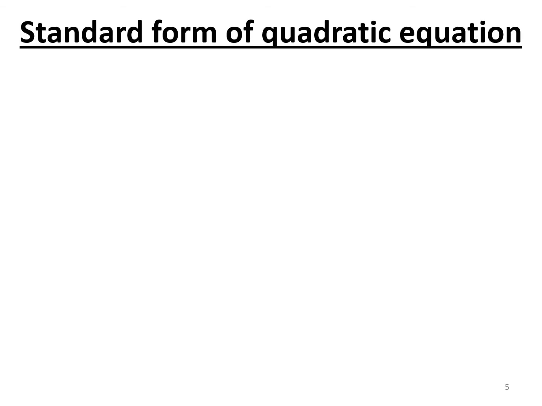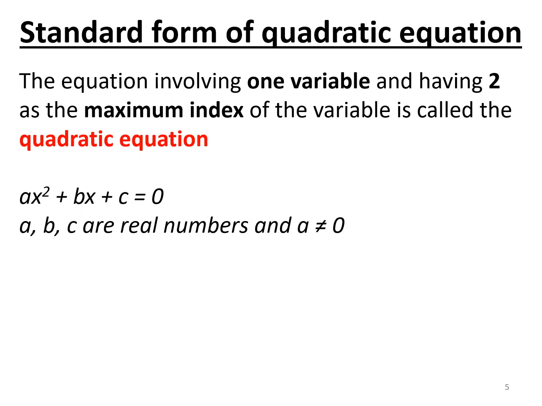Standard form of a quadratic equation. The equation involving one variable and having 2 as the maximum index of the variable is called a quadratic equation. So the power is 2. For a quadratic equation, the maximum index or the power has to be 2.